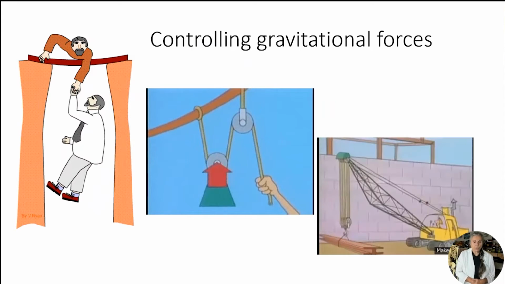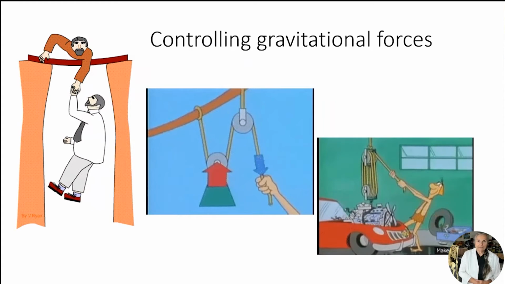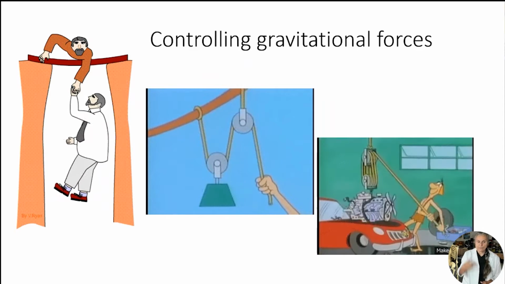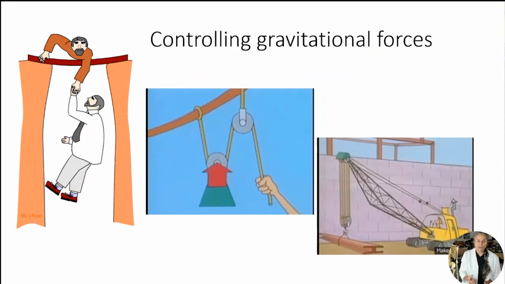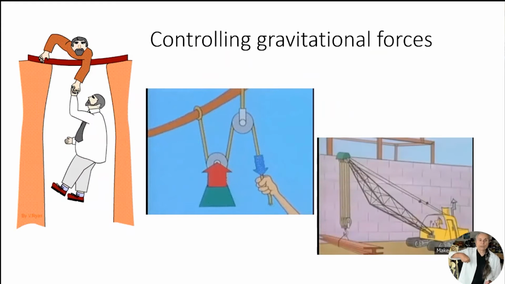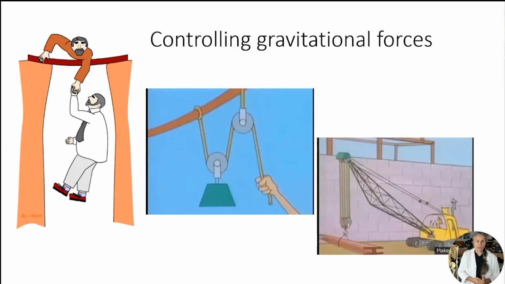Now let's see controlling gravitational forces. If you notice there, what would happen if that man in the red lets the man in the white down? The man in the white will fall down because the man in the red is holding him up. So it's like he's countering gravity, but gravity would pull him down.